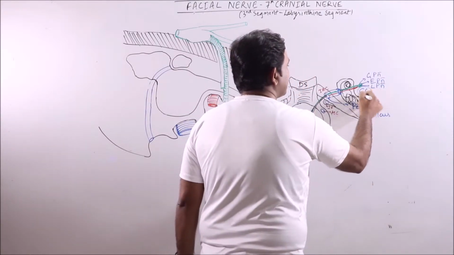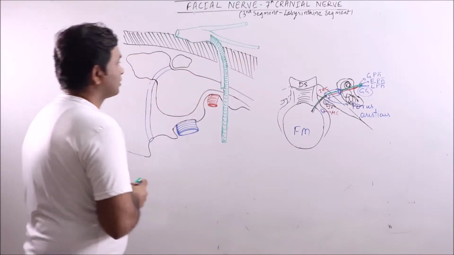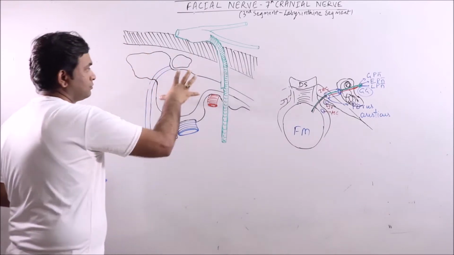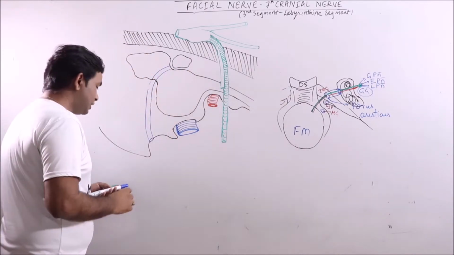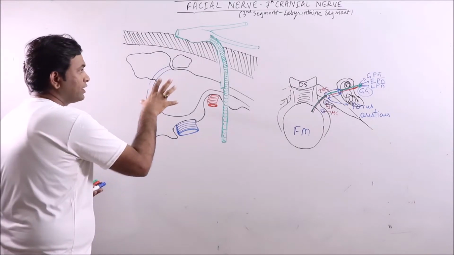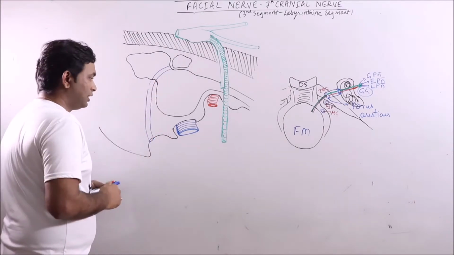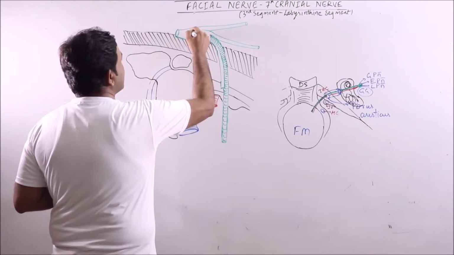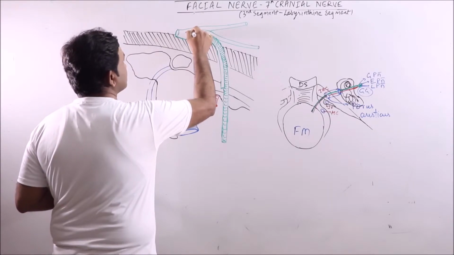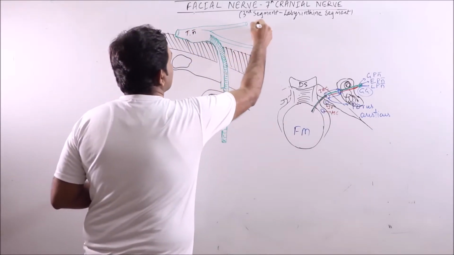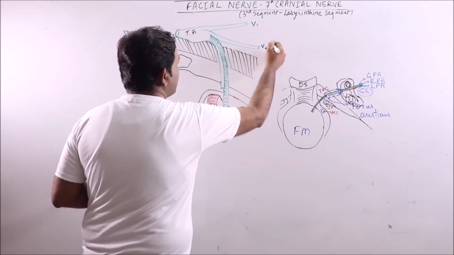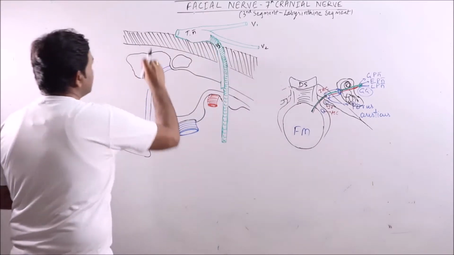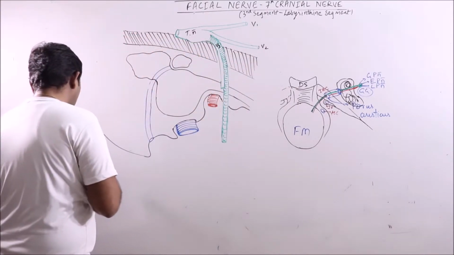This is the geniculate ganglia. Now here, this is the lateral view of the middle ear. This is the middle ear, the cavity of the middle ear, that is the tympanic cavity. So we are observing the temporal bone from the lateral side. This is the trigeminal cranial nerve, that is the fifth one. This is the upper branch, that is ophthalmic, maxillary, and this one is mandibular. This is the petrous part of the temporal bone.